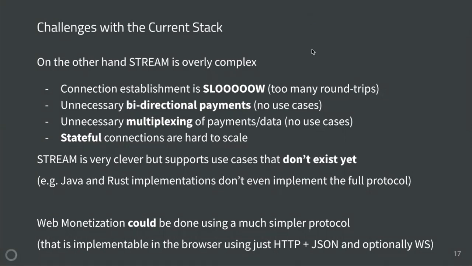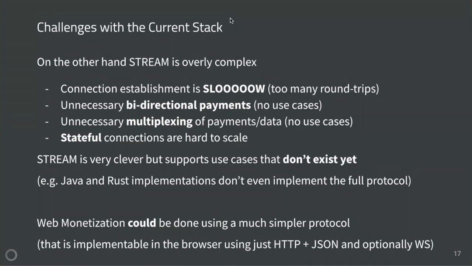And then the same I would say for multiplexing. I'm not entirely sure why I would establish a connection with someone and then need to send different streams of money to the same entity. As I say, I stand to be corrected, but I think that's unnecessary.